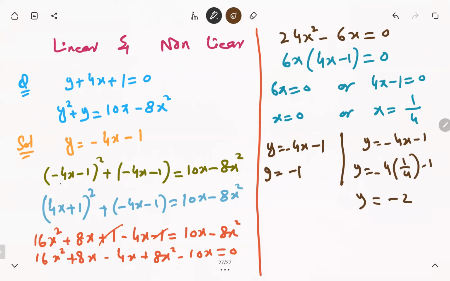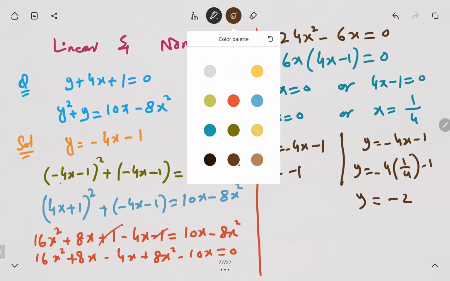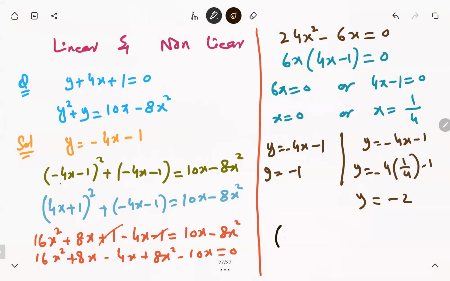You should write your answer in the form of coordinates. So one of the points of intersection is x 0, y negative 1. And the other is x 1 by 4, y negative 2. So (0, minus 1) and (1 by 4, minus 2).